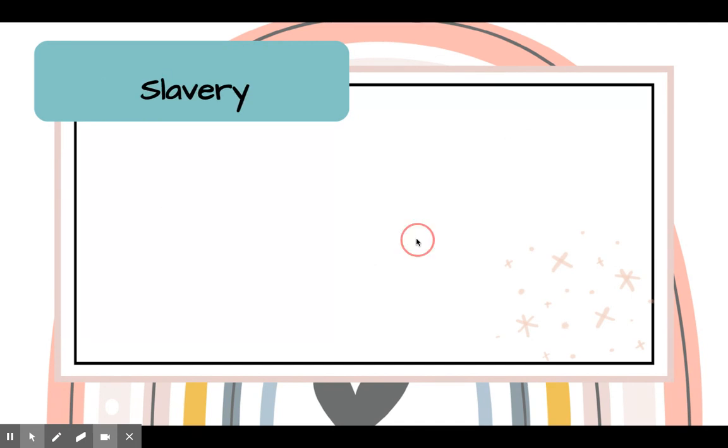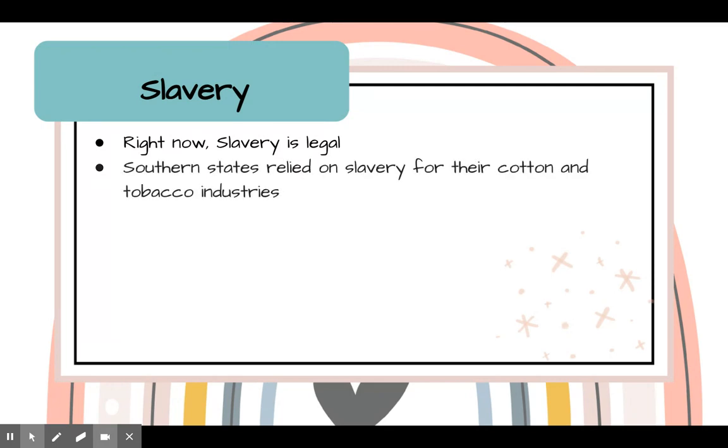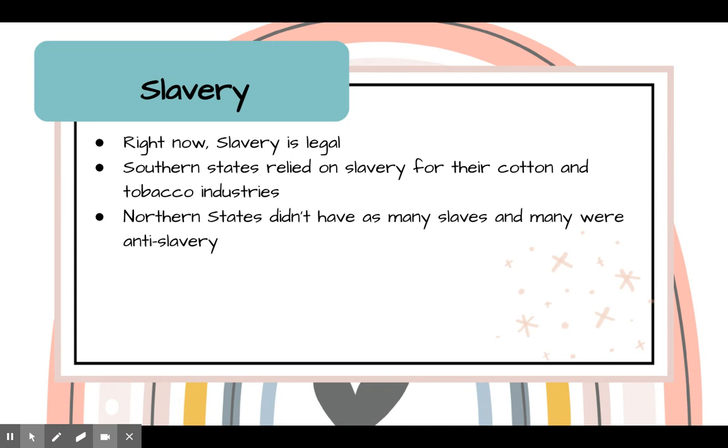Next, we're going to go into slavery. So as of right now, slavery is legal in the United States. Southern states heavily relied on slavery, free labor, for their cotton and tobacco industries. Northern states didn't have an outright ban against slavery. There were slaves in the northern states, but a lot of people were anti-slavery.